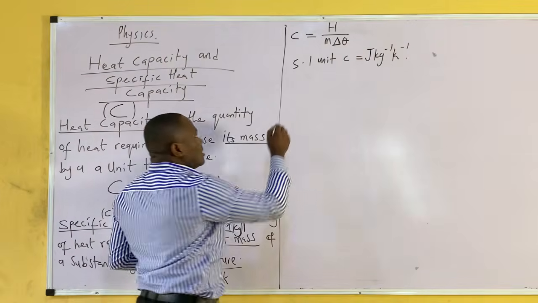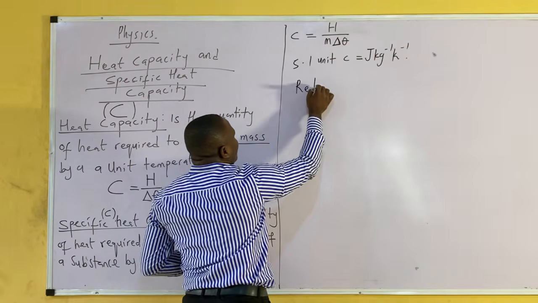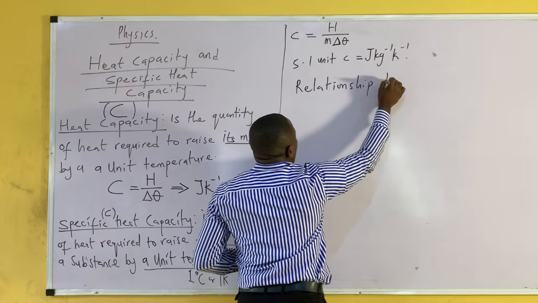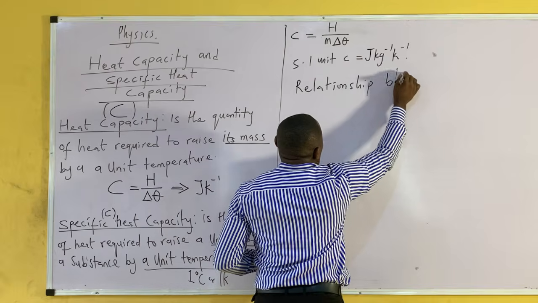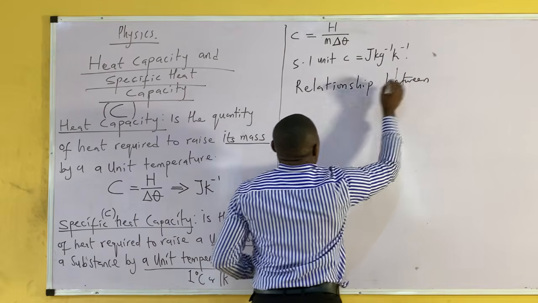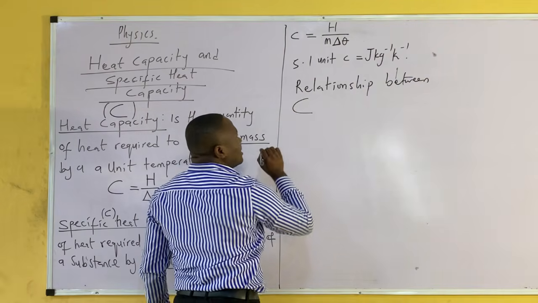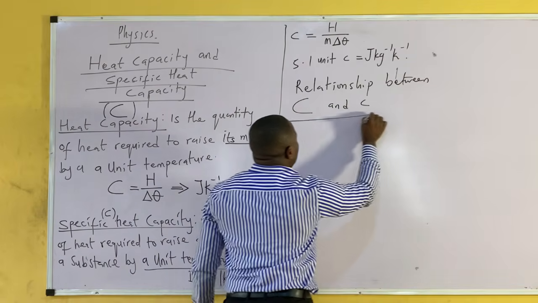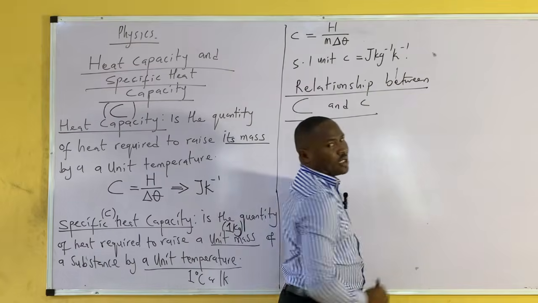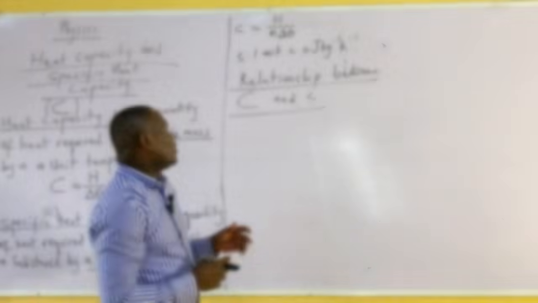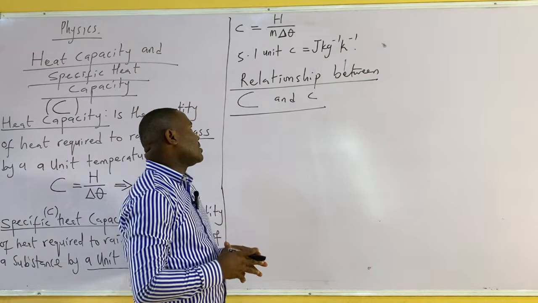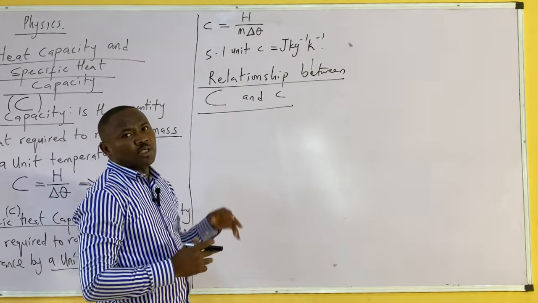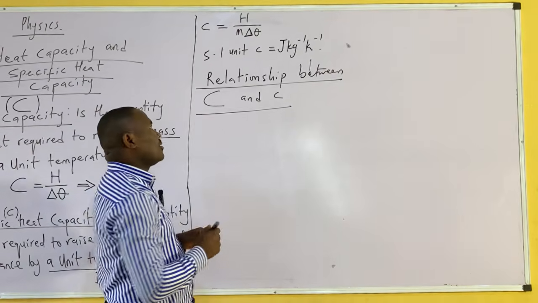Now we're looking at the relationship between heat capacity and specific heat capacity. That's what we'll be looking at next. Now we are looking at the relationship between big letter C, which is heat capacity, and small letter c, which is specific heat capacity.